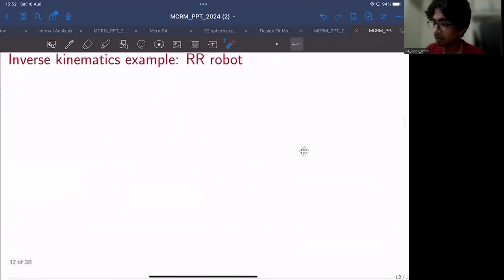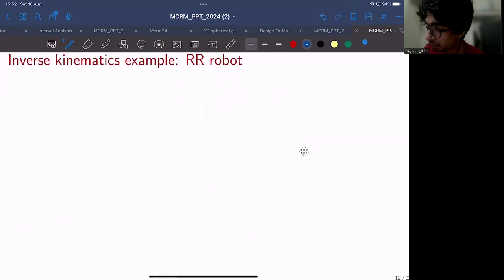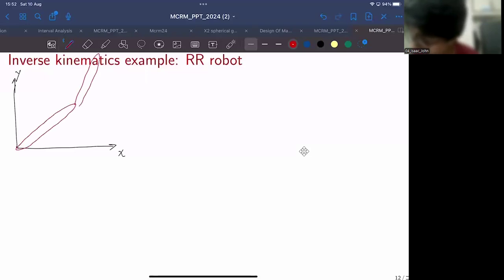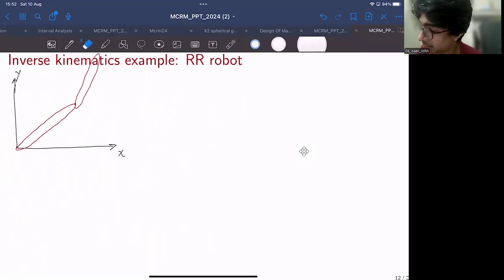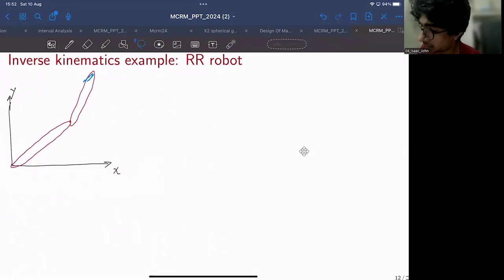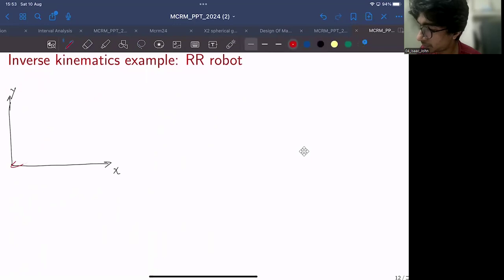What about one more example? So we have talked so far about this RR robot, but how do we solve the inverse kinematics of this RR robot? So this is the y-axis, this is the x-axis. So I'll label the 2R manipulator like this, or maybe I'll draw a better picture. So instead of using these thick lines, I'll use thin lines. I hope that should be fine.